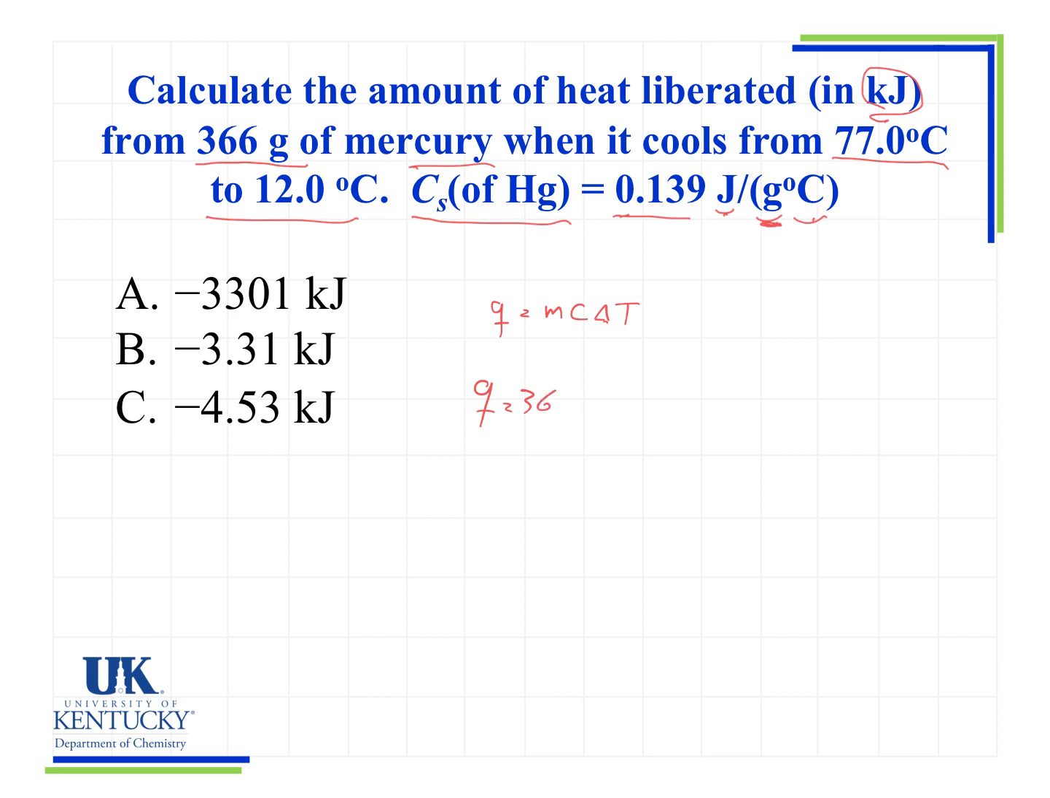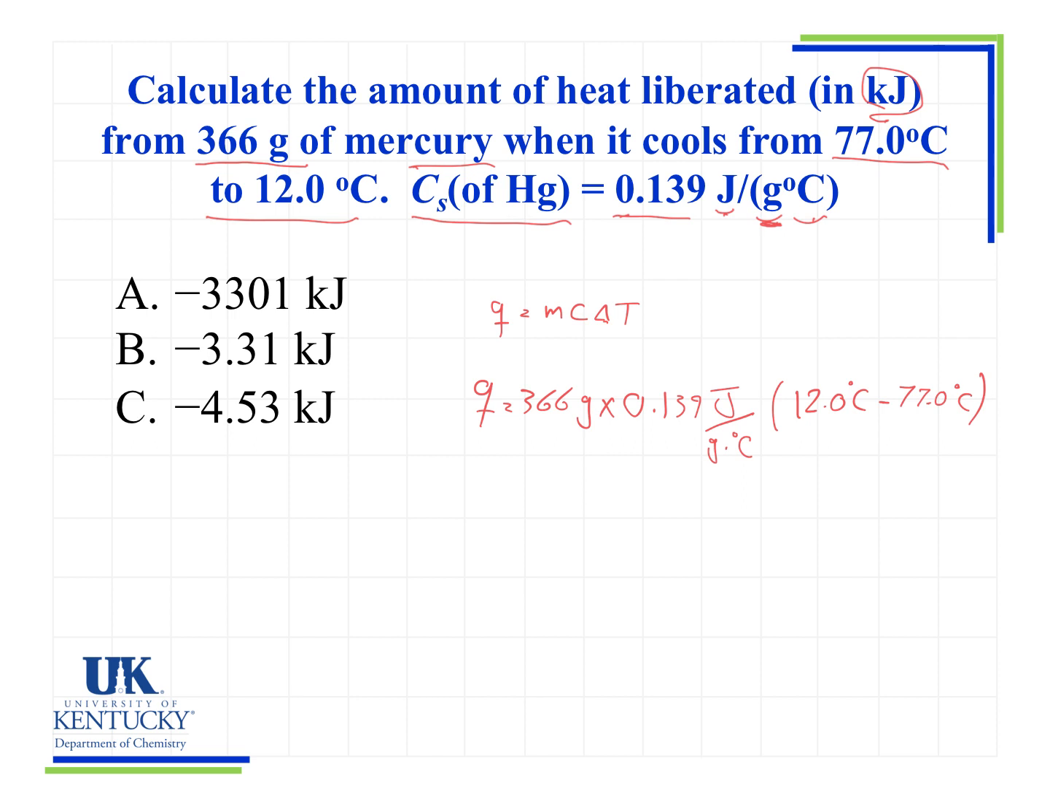The mass is 366 grams times C. We have the specific heat, which is 0.139 joule per gram per degree Celsius. And delta T is T final minus T initial. It's cooling down from 77 degrees Celsius to 12, so T final is 12 degrees Celsius minus T initial, 77.0 degrees Celsius.